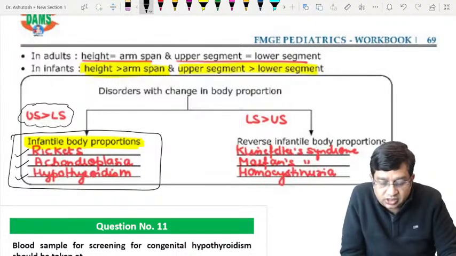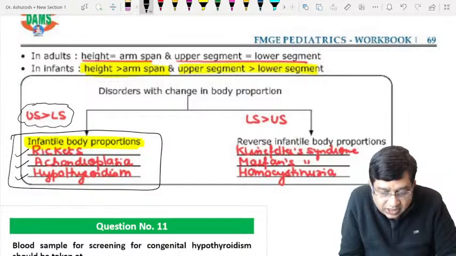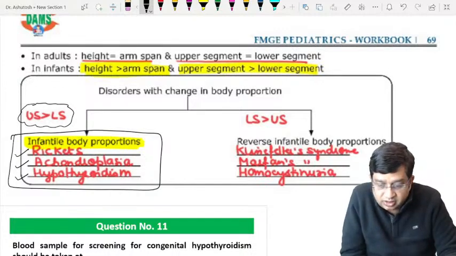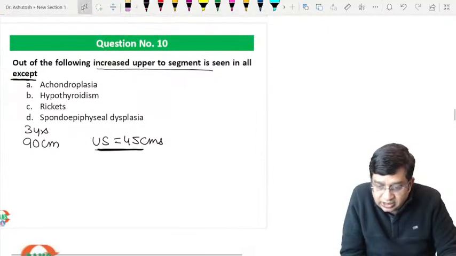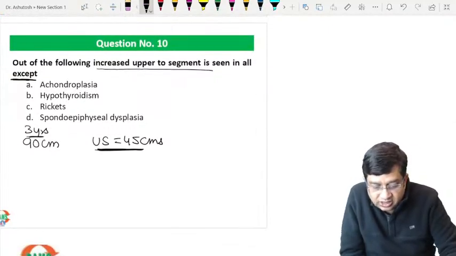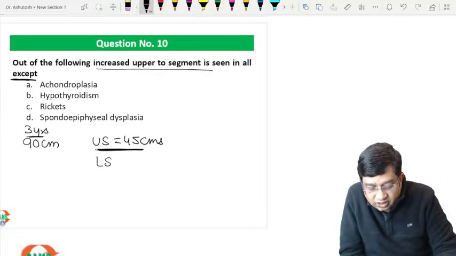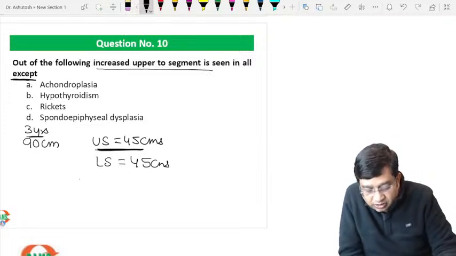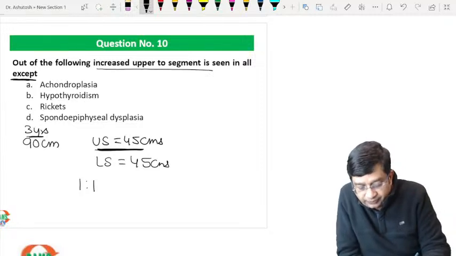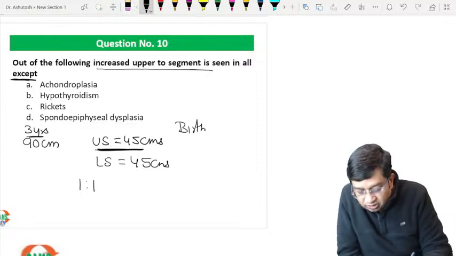Step 4, yes, you are saying 45 centimeter upper segment except was not there. मोहम्मद रहीम, what you are saying, no sir, मतलब ये क्वेश्चन ऐसे था 3 years 90 सेंटीमीटर, अपर सेगमेंट 45 और लोअर सेगमेंट 45. ओके, तो इसका मतलब 3 years पे 1:1 हो गया, जबकि बर्थ पे कितना होता है?